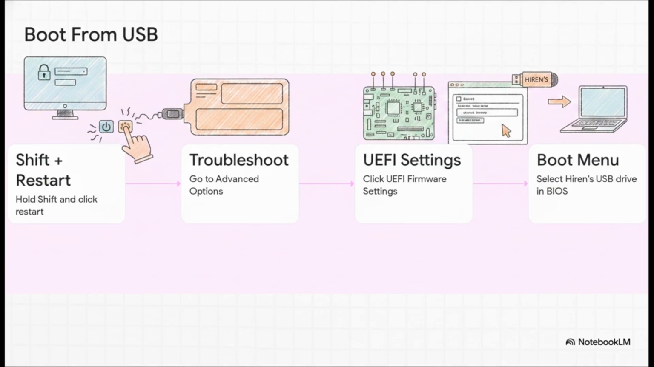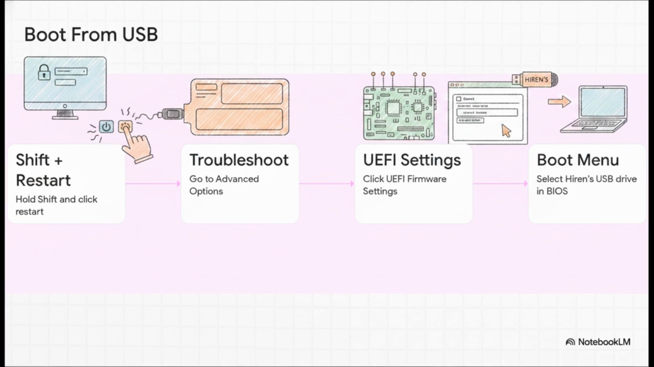So to bypass this and get into our rescue USB, you can actually hold down the Shift key on your keyboard while clicking the power icon and selecting Restart right there on that login screen. Keep holding Shift until it restarts into the advanced startup options. From there, you just navigate through Troubleshoot, then Advanced Options, and click UEFI Firmware Settings. This forces your system to reboot directly into the BIOS.